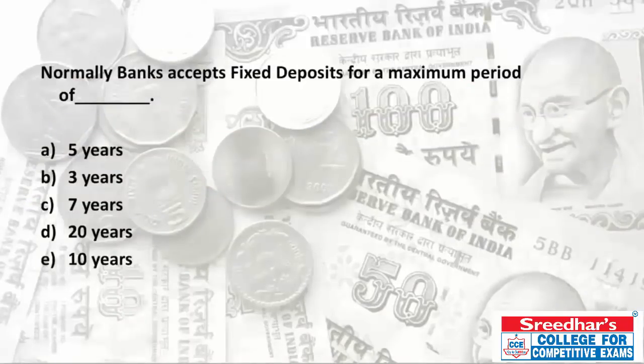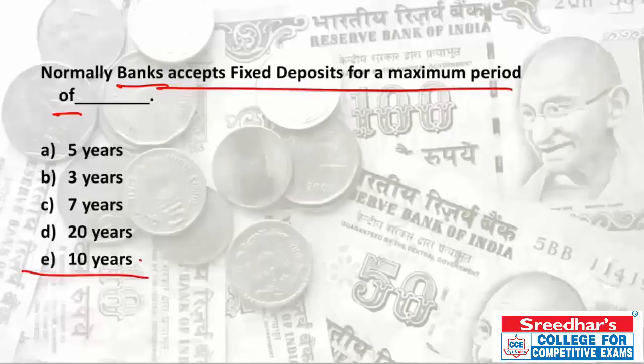Normally banks accept fixed deposits for a maximum period of 10 years. So the maximum period for a fixed deposit in banks is normally 10 years.